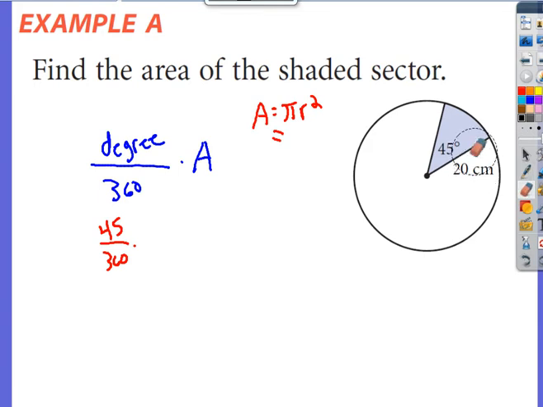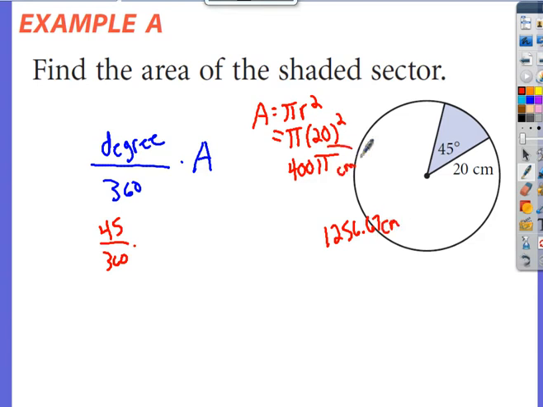So we plug in 20 right here, and we get 400 pi. Or you can multiply that out and get 1256.67 centimeters. But again, I'm sticking with my 400 pi, so I multiply by 400 pi. And again, this is going to find the area of this sector that we're looking for.